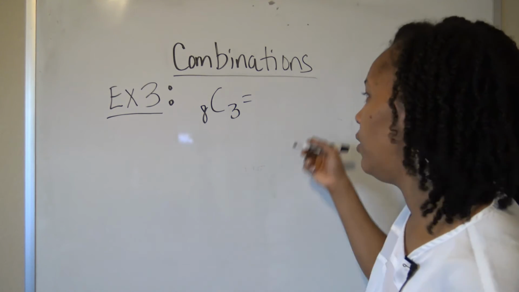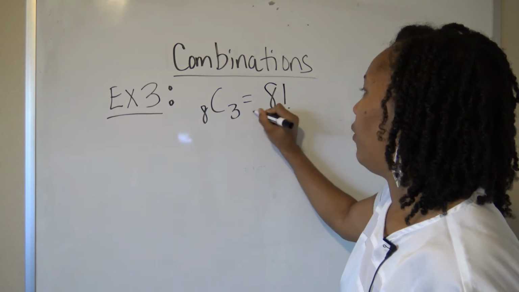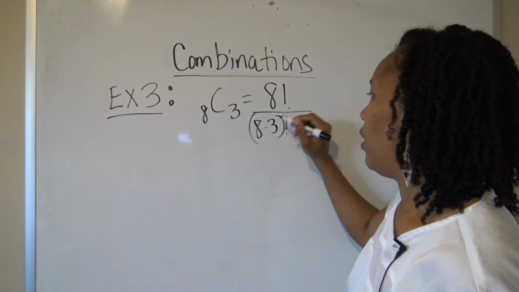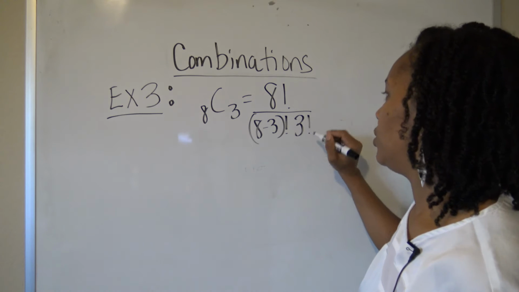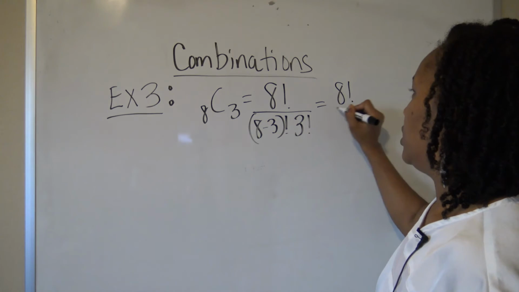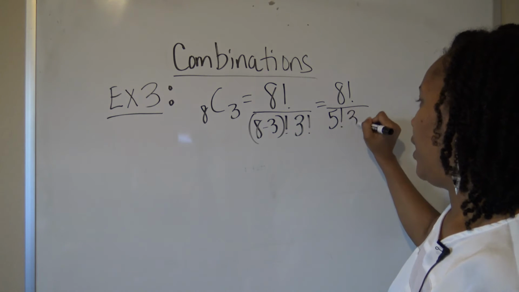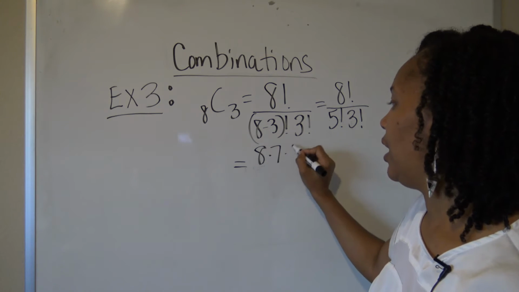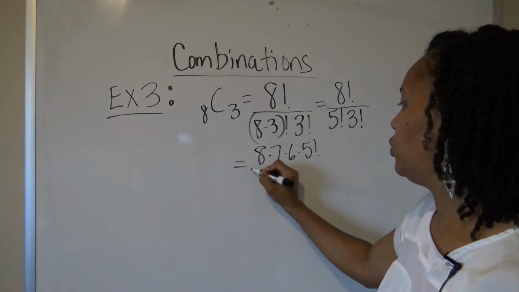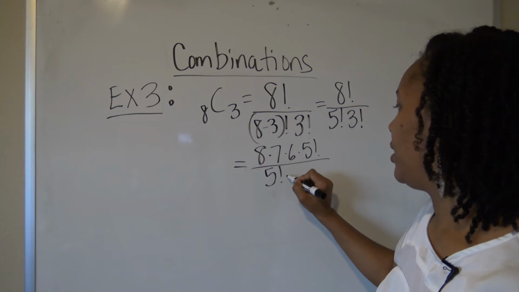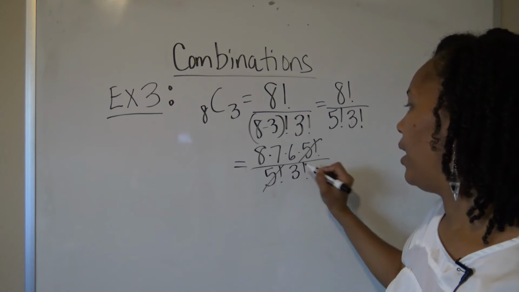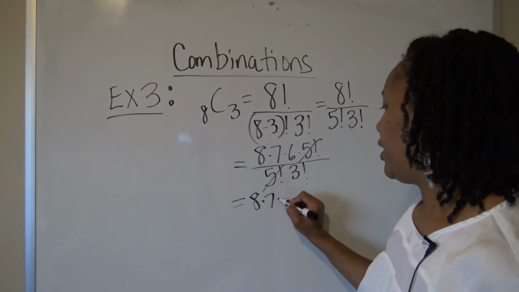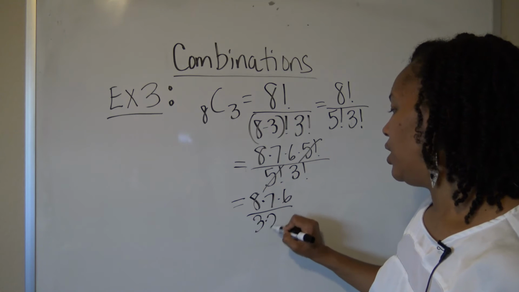Depending on what kind of calculator you have will depend on how far you need to go to break it down. So that will be 8 factorial all over 8 minus 3 factorial times 3 factorial. So 8 factorial all over 5 factorial times 3 factorial. So that's 8 times 7 times 6 times 5 factorial. And I stopped at 5 because I see the 5 factorial in the bottom, and those will cancel. And so now I want to break down the 3 factorial, which is 3 times 2 times 1.